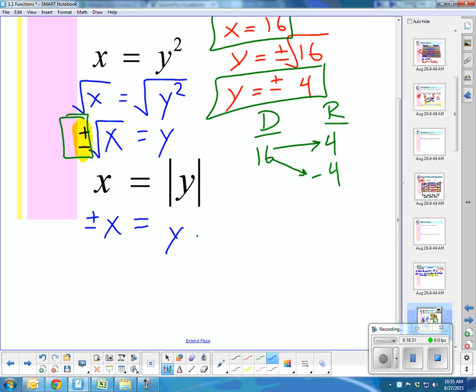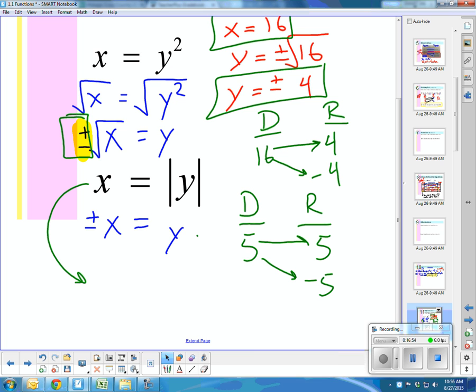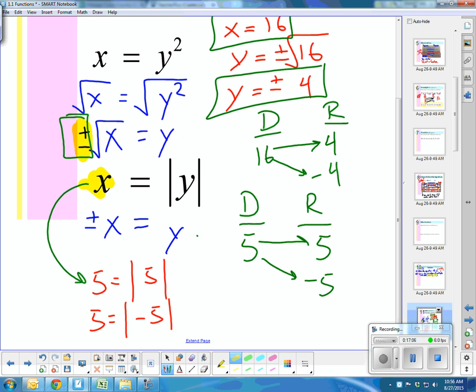So, a particular pairing that would work here: my domain elements are my x's, my range elements are my y's. If I chose x equals 5, I could use 5 or negative 5 for y and have a true statement. If I take my original equation, I can demonstrate that. It means I can write 5 equals the absolute value of 5, but I can also write 5 equals the absolute value of negative 5. So I have my x being 5, and I've got my y being both 5 and negative 5.